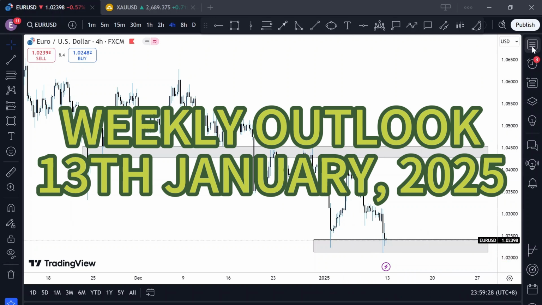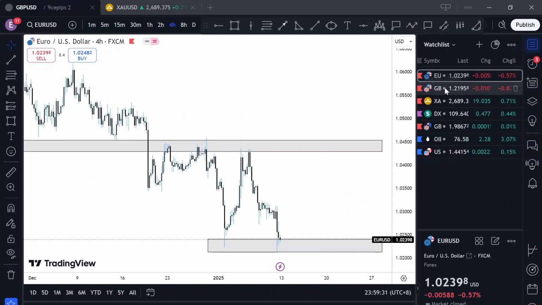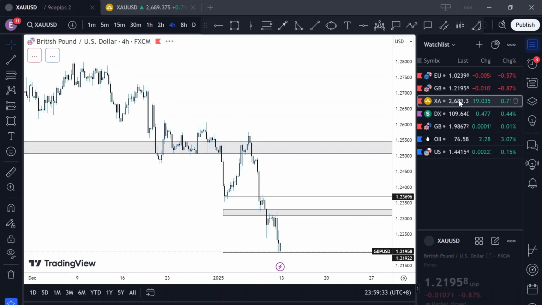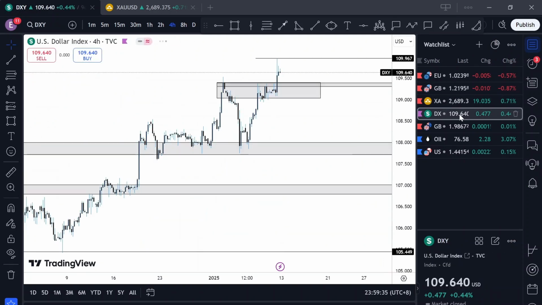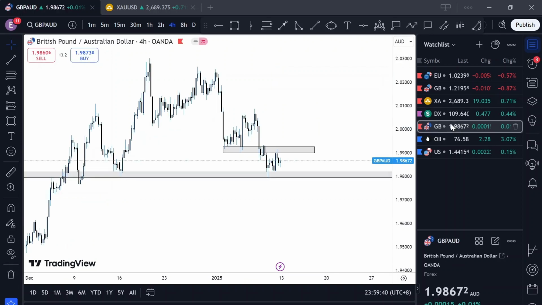Hello guys, welcome to weekly outlook here on EURUSD. We've got Pound USD, I've got gold and DXY, and lastly we have a bonus setup here on Pound AUD.